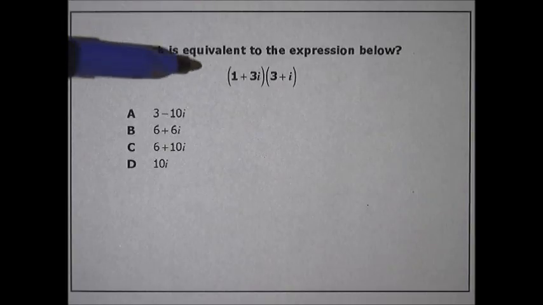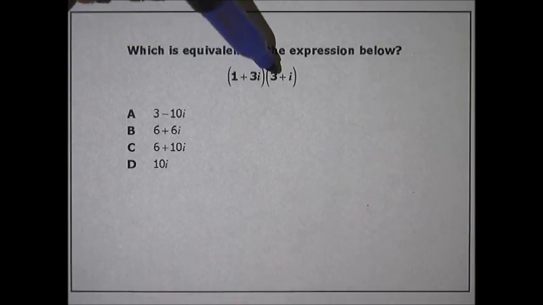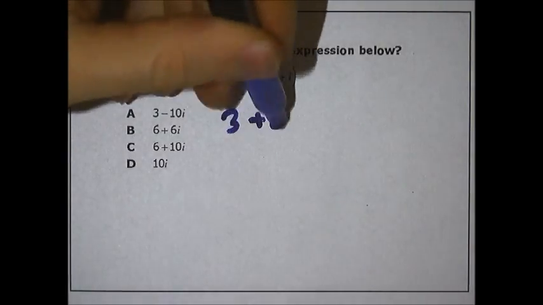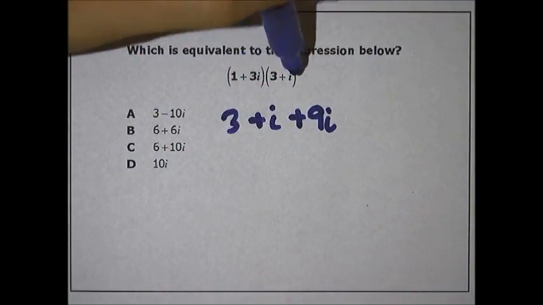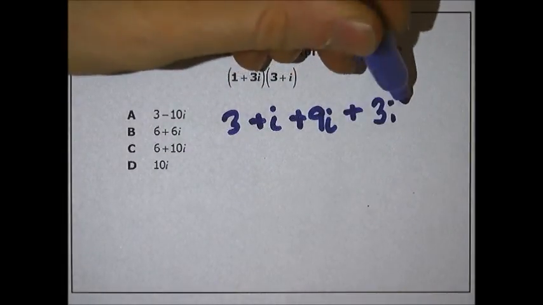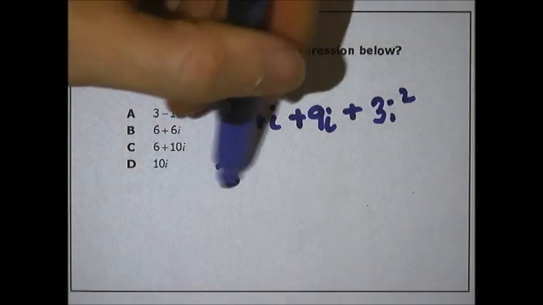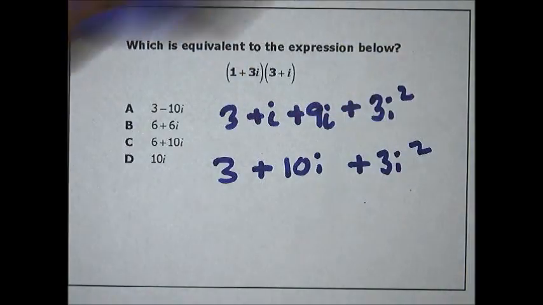Which is equivalent to the expression below. They're asking you to FOIL. First times first is 3. The outer is i. The inner is 9i. Last times last is plus 3i squared. Combining like terms in the middle, you have 3 plus 10i plus 3i squared.